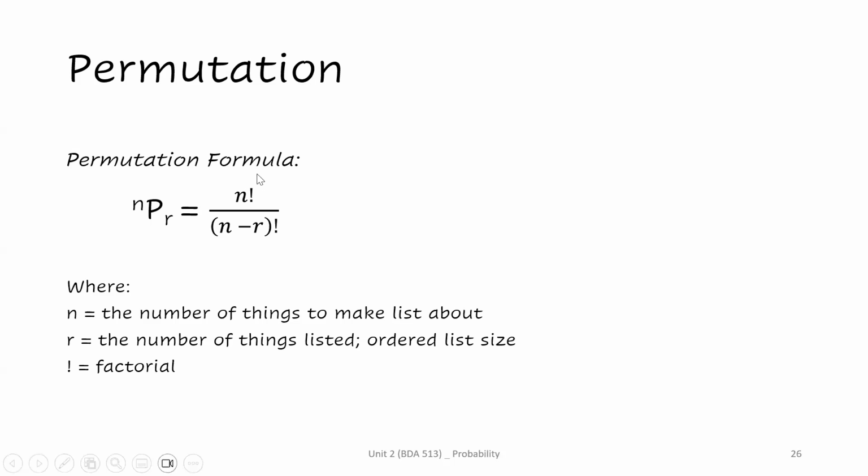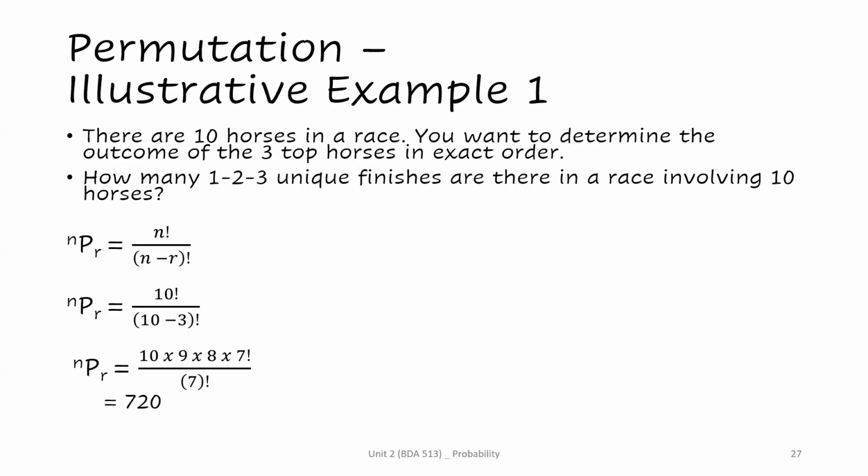Okay. So here, n is the number of things to make the list about. r is the number of things listed. That's the ordered list size. And then we have the factorial sign. So let's see a typical example.